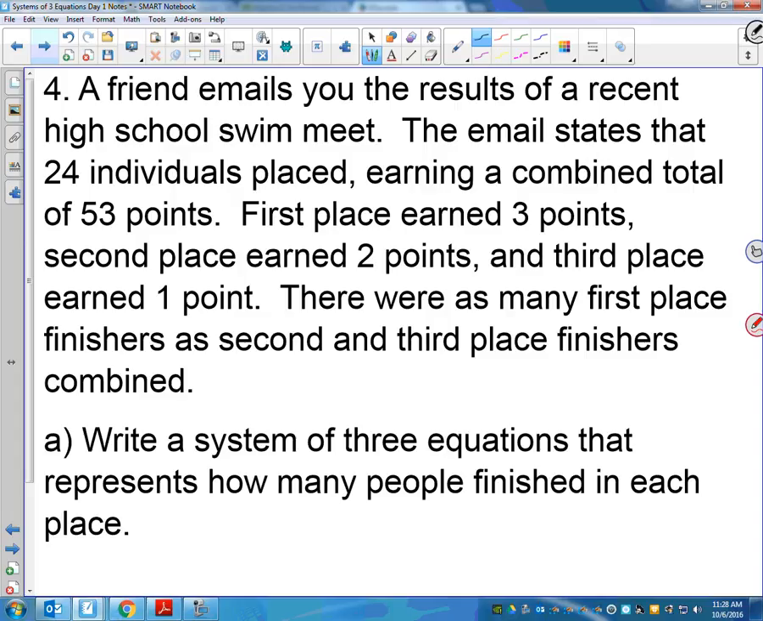Step 1, in any story problem: what are my variables that I'm trying to find? What are the things I'm trying to find? There should be 3. First place, second place, third place. How many people finished in each place? I'm going to change colors here. F equals the number of first place finishers. I'm going to use a cursive S for the number of second place finishers, and a T for the number of third place finishers. Again, feel free to use X, Y, and Z if you want, A, B, and C, whatever you want. It just helps me to keep track of it if I use letters that go with it.